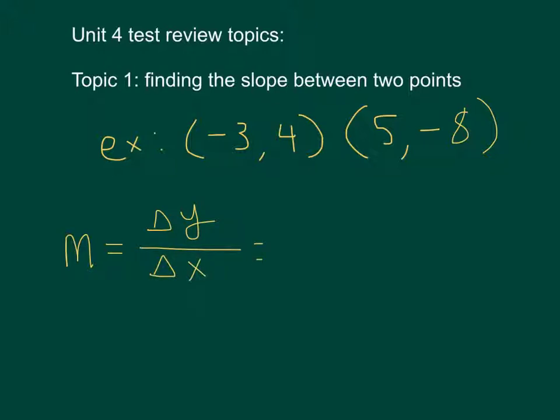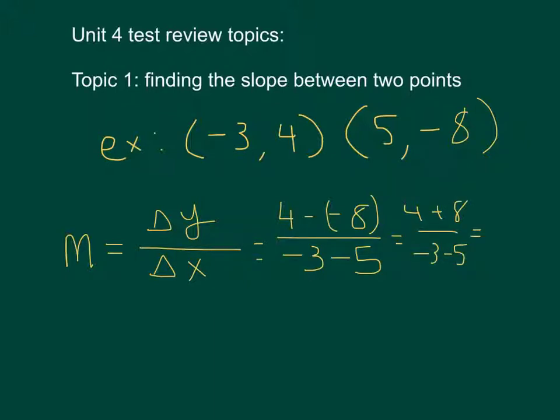So if we write it out nicely, which takes only 2 seconds to do, so make sure you're writing it out nicely, we're going to have 4 minus negative 8 over negative 3 minus 5. If we simplify that, we get 4 plus 8 over negative 3 minus 5, which is just 12 over negative 8.